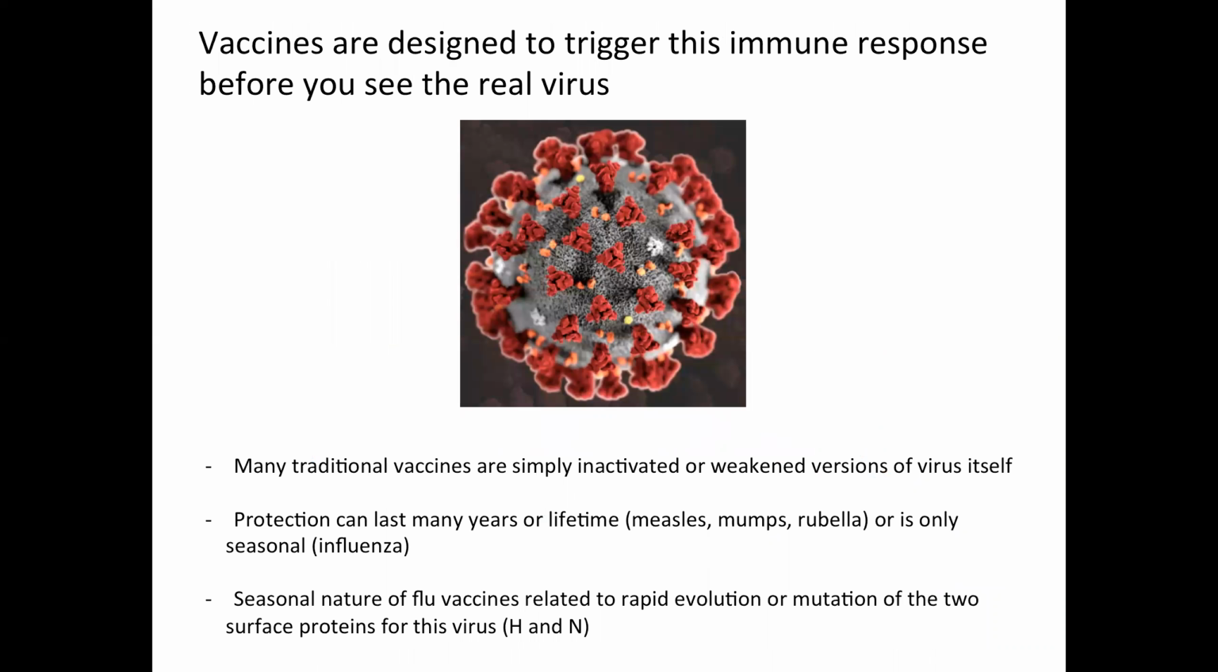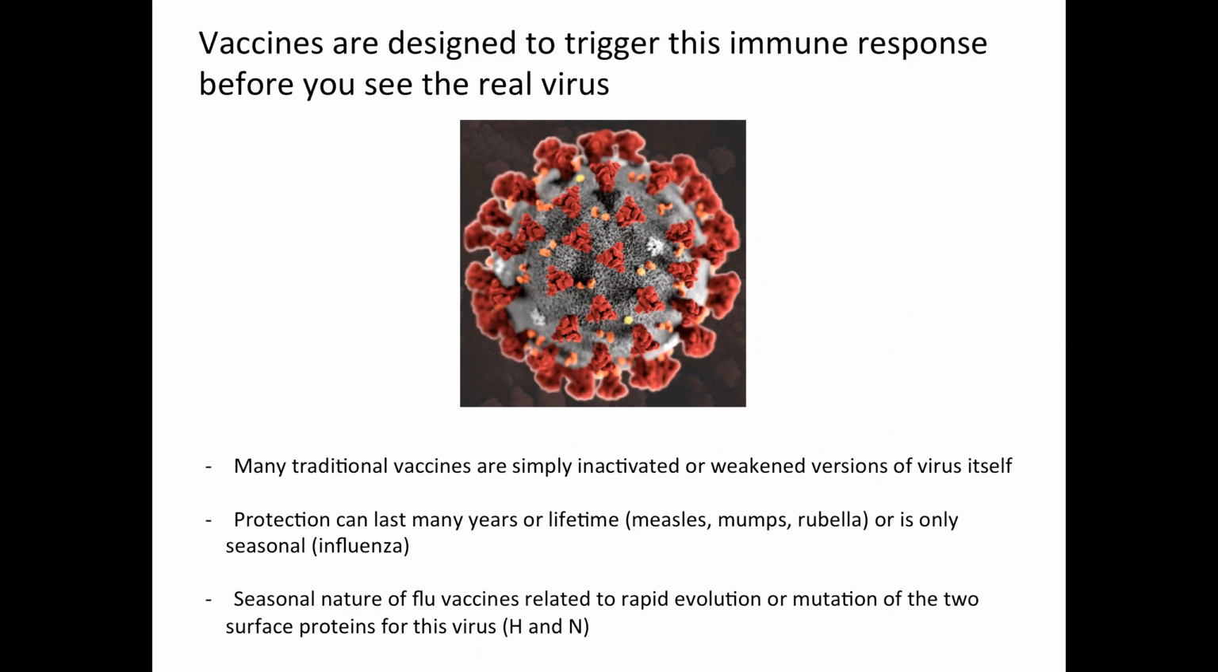Vaccines are really just designed to trigger this immune response before you see the real virus. Many of the traditional vaccines were just weakened or inactivated versions of the virus itself. This protection that you might receive from a vaccine could last many years or even a lifetime. We have examples from measles, mumps, and rubella as that being the case. Or they can also just be seasonal, like influenza.